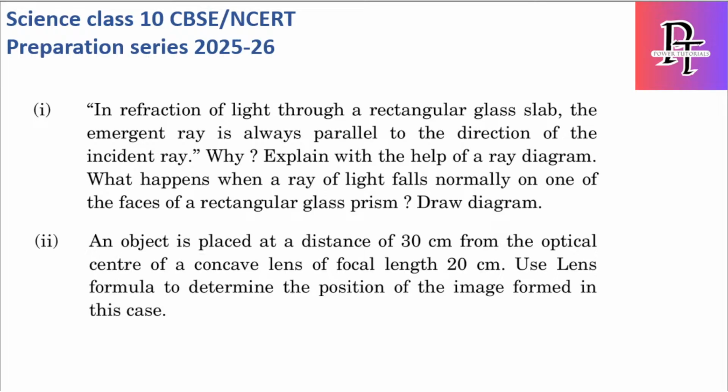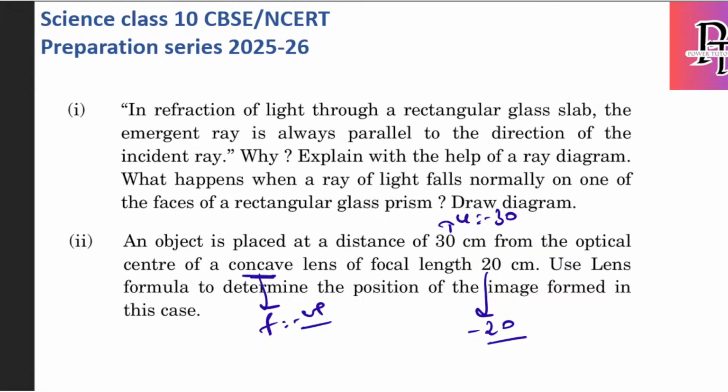So the object is placed at a distance, okay, concave lens they have mentioned. Concave means the focus is negative. Object placed at the distance, okay, u value is minus 30. Focal length is negative, so it is minus 20. Simply we need to get the v value. So I will do this question.